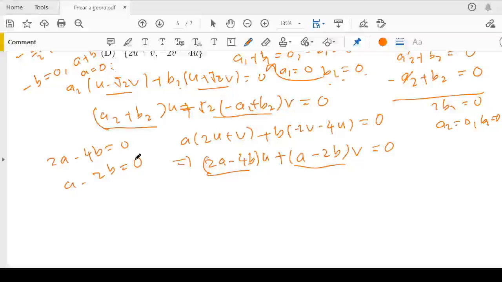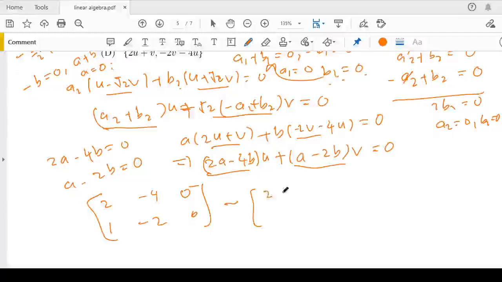A minus 2b equal to 0. Therefore, if there exists a non-trivial solution, then this set is not linearly independent. Therefore 2 minus 4, 1 minus 2 and 0 0. Now convert this one into echelon form.